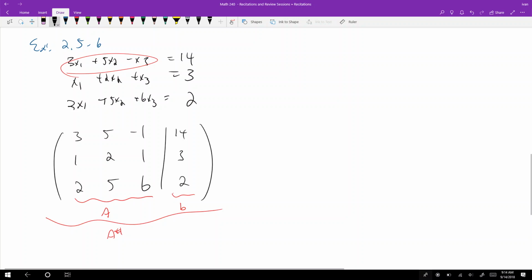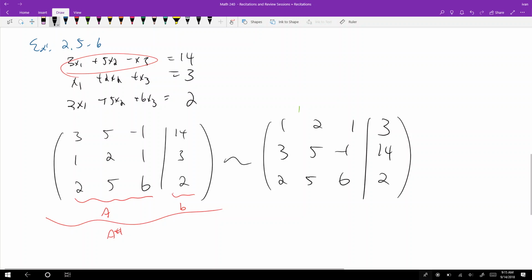All right, so how do I solve this system of equations? Well, I want to expose the pivots, okay? And that often means reducing it to row echelon form. So let's do that. And what's going to be my first step? Well, we usually want a 1 in this upper left-hand entry first. And so how can I do that? Yeah, just flip the first and the second row. So 1, 2, 1, 3, 3, 5, negative 1, 14, 2, 5, 6, 2. Right?